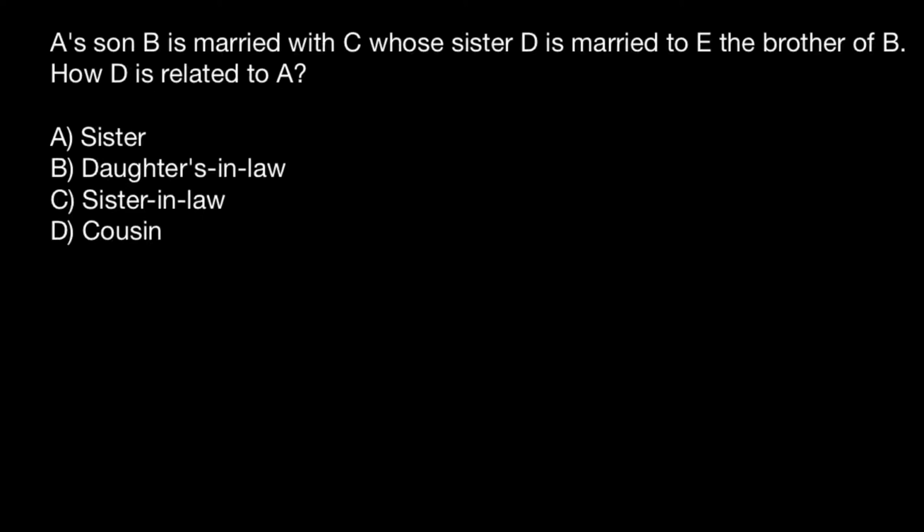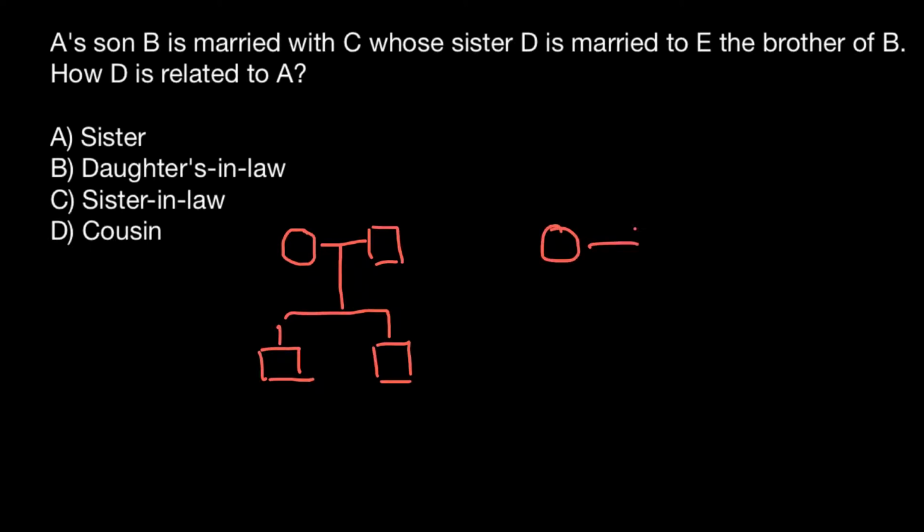So if you solve this problem correctly, you should get a pedigree as follows. So here is a couple, and this couple has two sons. Here is another couple, and this couple has two daughters.